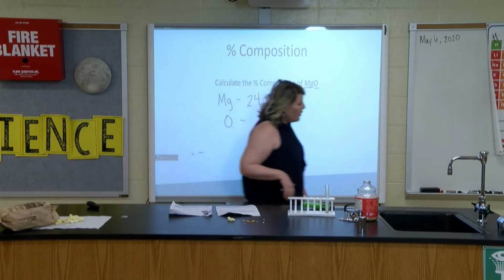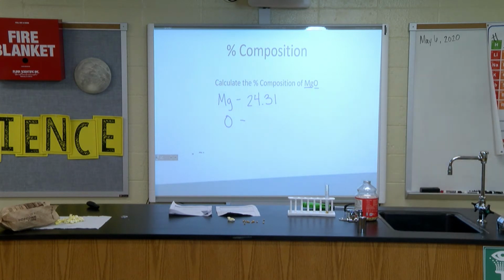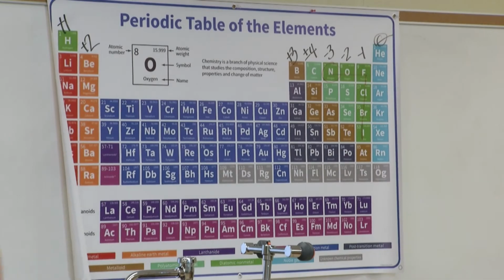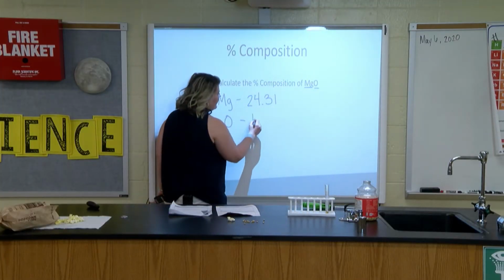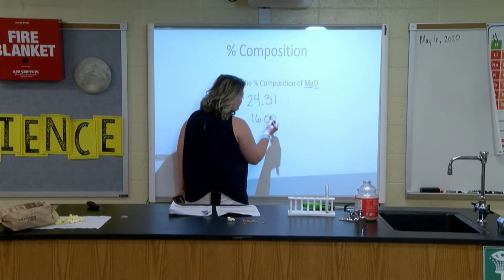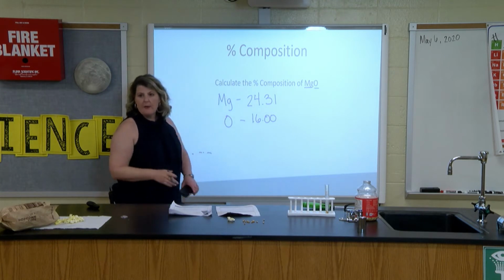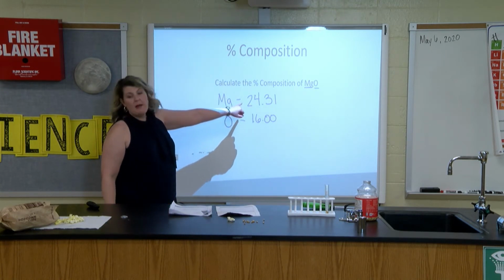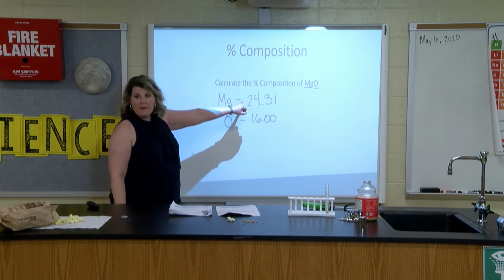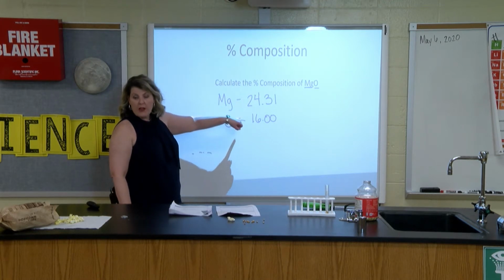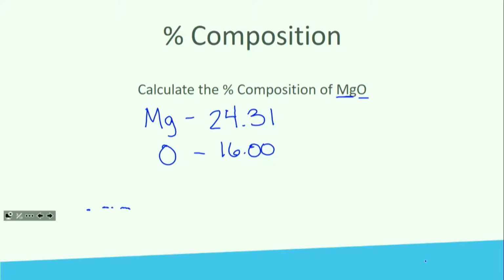I'm going to do the same thing for oxygen. If I walk over here and look at oxygen, I see that that mass is 15.999, and for ease, we're going to round that up to 16.00, because that third 9 is going to round us up. So the part of this compound that is magnesium is 24.31. The part of the compound that's oxygen is 16.